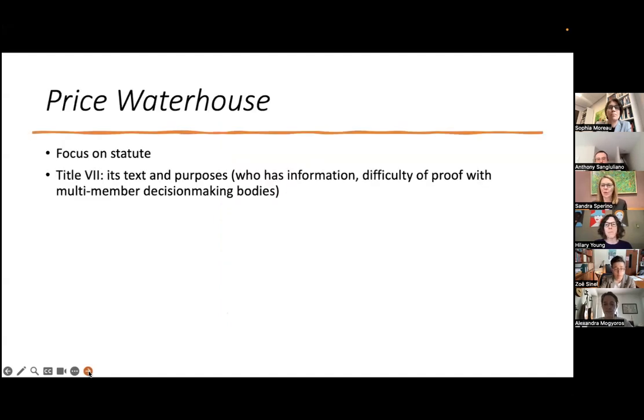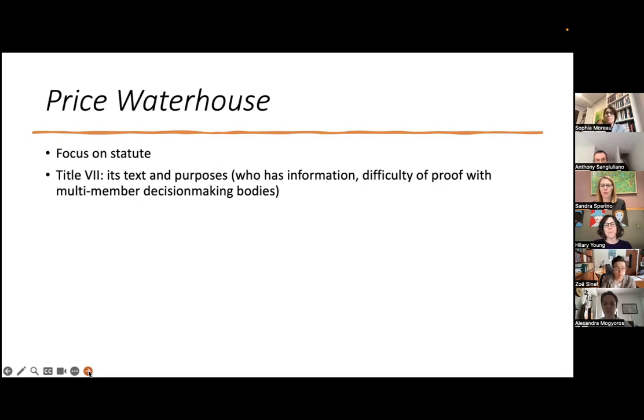And instead, what we get in Price Waterhouse, again, in the plurality and in the two concurring opinions, is more a focus on the statute itself. So looking at Title VII, the federal statute that prohibits sex discrimination, looking at its text and its purposes, and then looking at how the text and purposes will react in the real world.